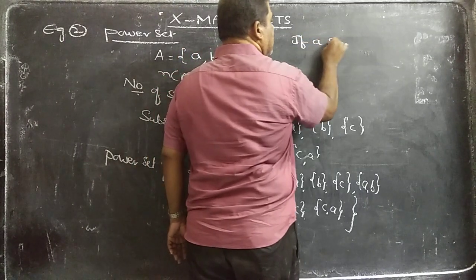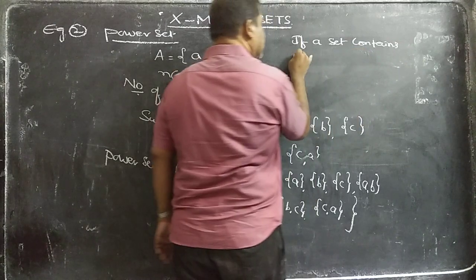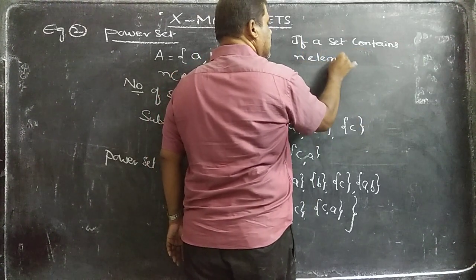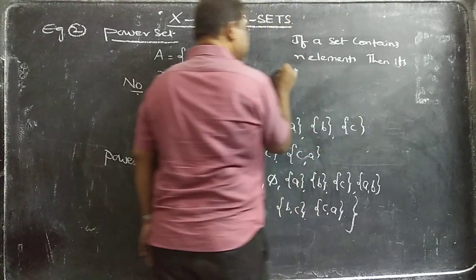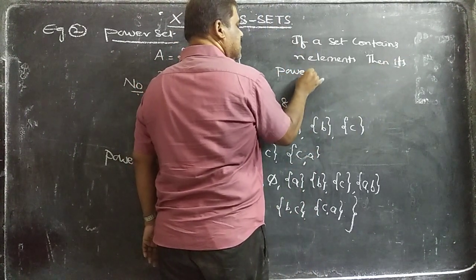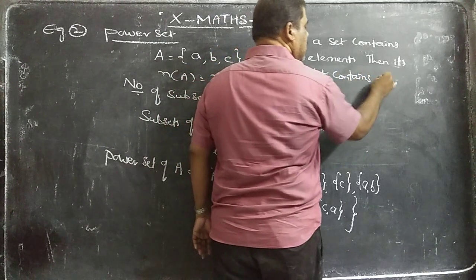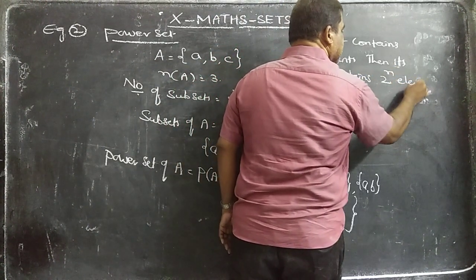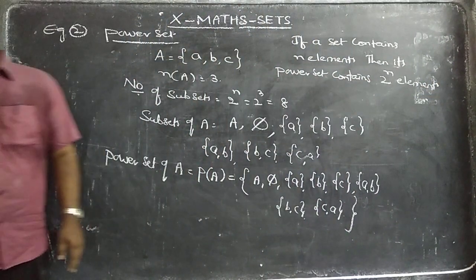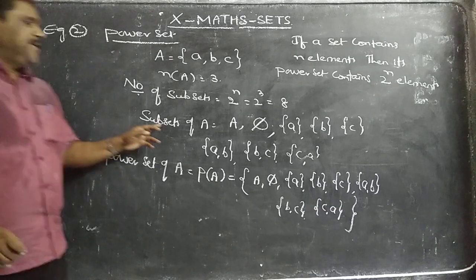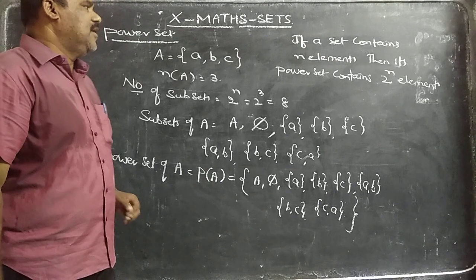So if a set contains n elements, then its power set contains 2 to the power n elements. So here power set means the set which contains all the subsets of the given set is called power set.